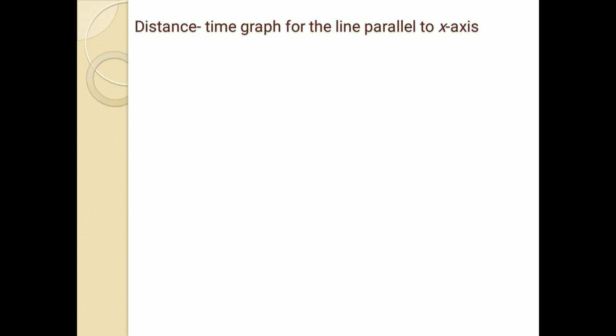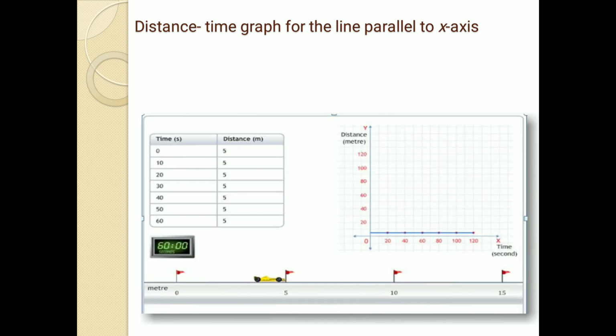In this distance time graph, in case the line is parallel to the x-axis, see this graph, you can see that the line is parallel to the x-axis. See, the time is 10, 20, 30, 40, 50, 60 seconds, but the distance is constant. Distance is 5 meters only. So after 60 seconds also the distance is 5 meters. So how to draw this graph? You can see this graph, right?